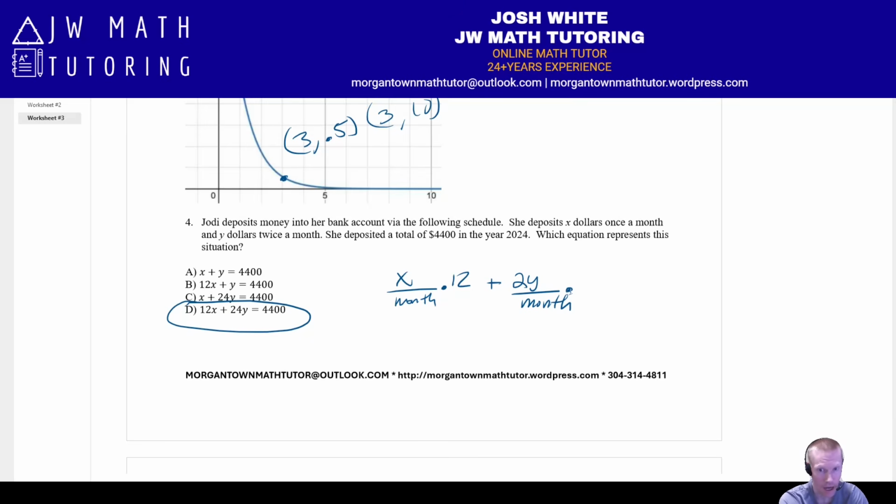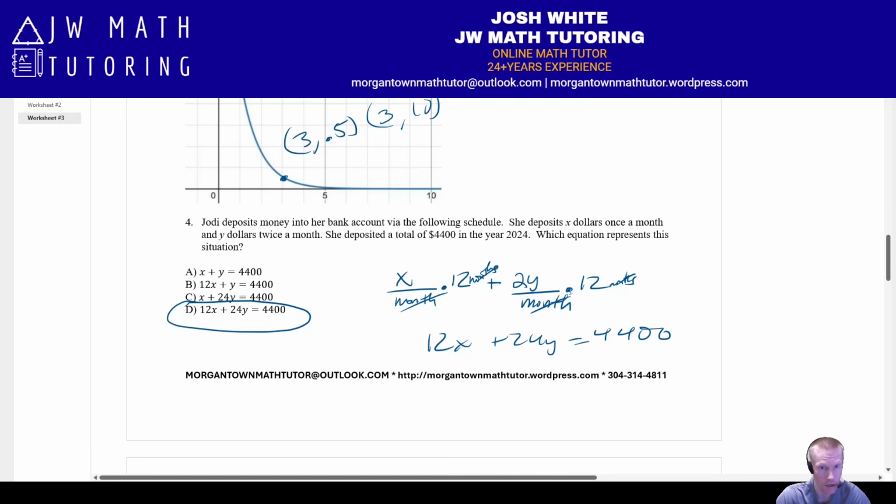And again, how do you figure out the total she would contribute from these monthly deposits? Well, we'd multiply this again by 12, because there are 12 months in the year. So she's putting in 2Y dollars per month times 12 months. Notice the months cancel out, you get 12 times X. The months cancel out, you get 12 times 2Y, which is 24Y, and that's equal to the total amount of money deposited, which is the 4,400.